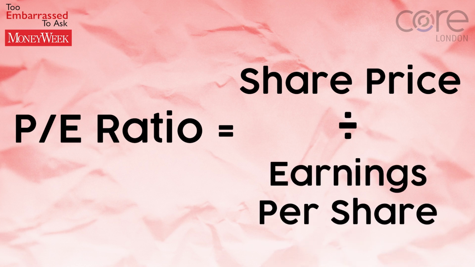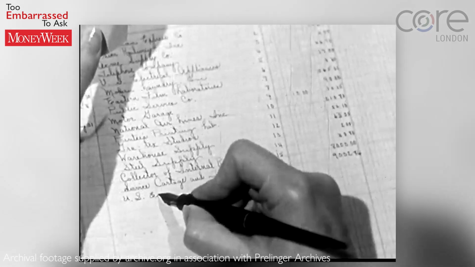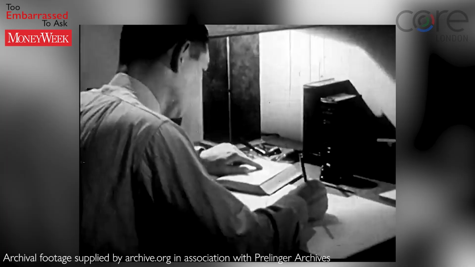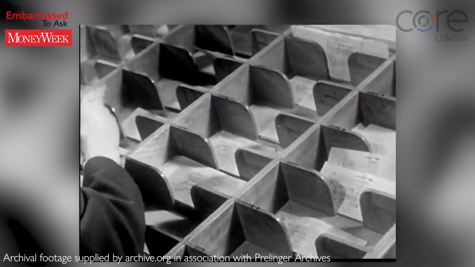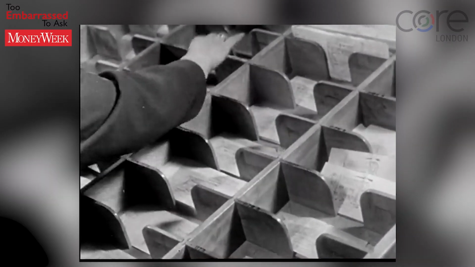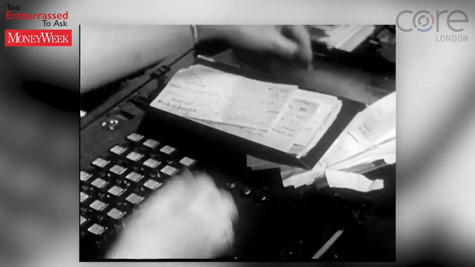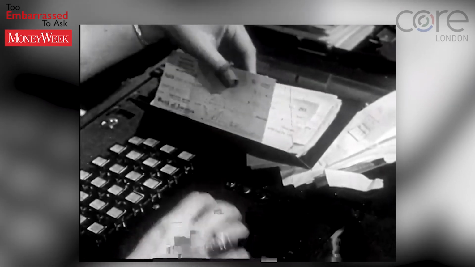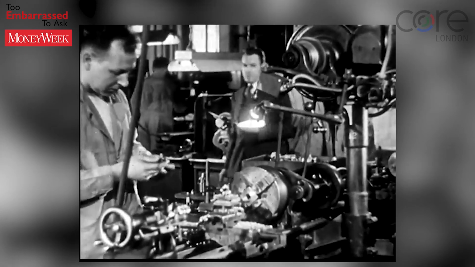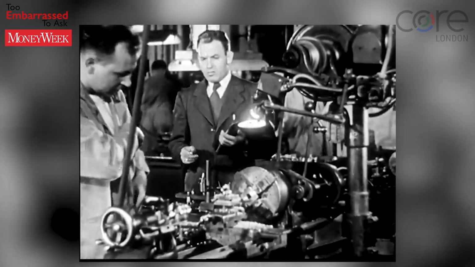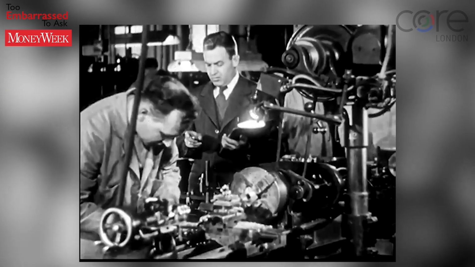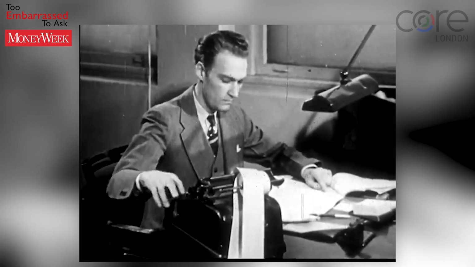A low number, below 10 say, suggests that you aren't being asked to pay much for each pound or dollar of earnings the company makes. That might be because the stock is cheap, but it might instead be because investors expect earnings to fall in the future. A high number indicates that a stock may be expensive, or perhaps that investors expect earnings to grow rapidly. However, the basic PE is very flawed.